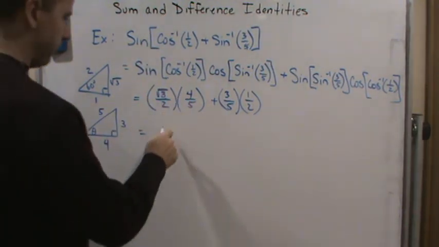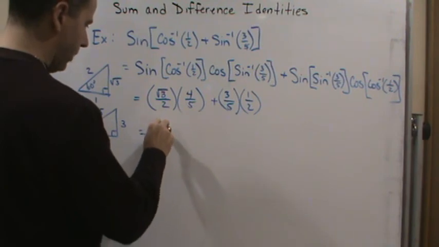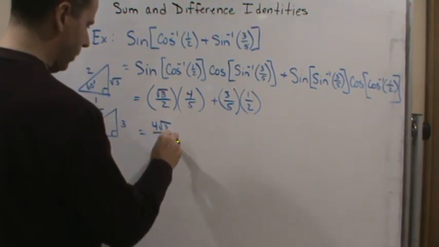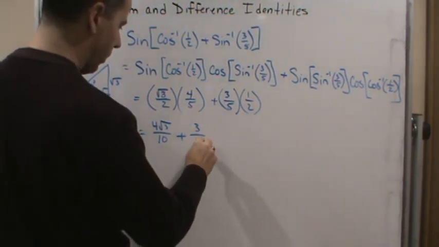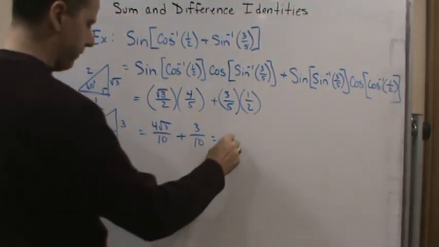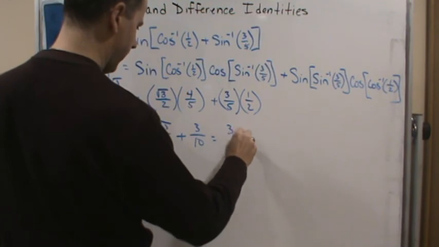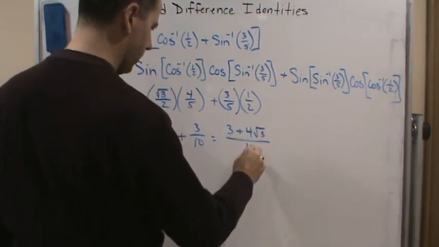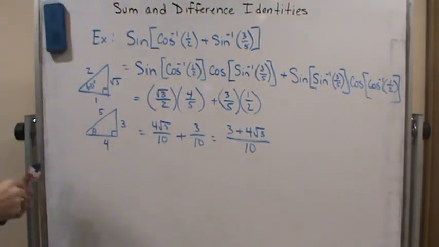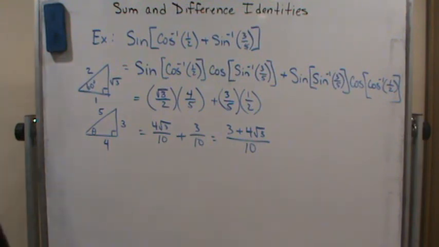Okay, so now we simplify. This is going to be 4 times the square root of 3 over 10 plus 3 over 10, which then gives us our final answer of 3 plus 4 root 3 over 10. And that's the way I would leave it. I wouldn't simplify it. Just leave it as a fraction. Have a great day.